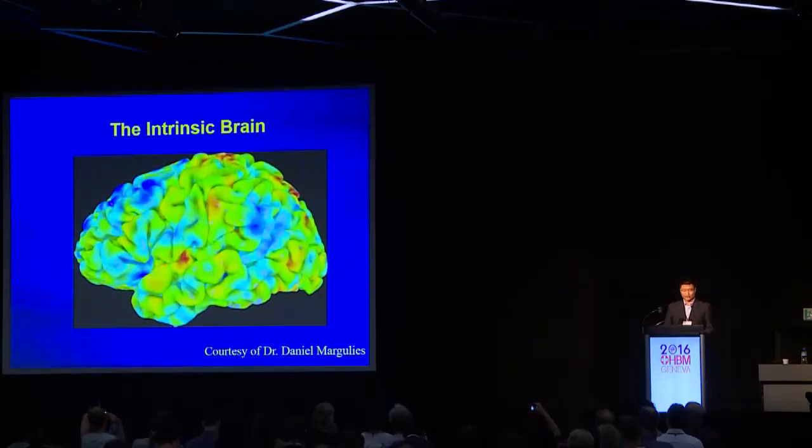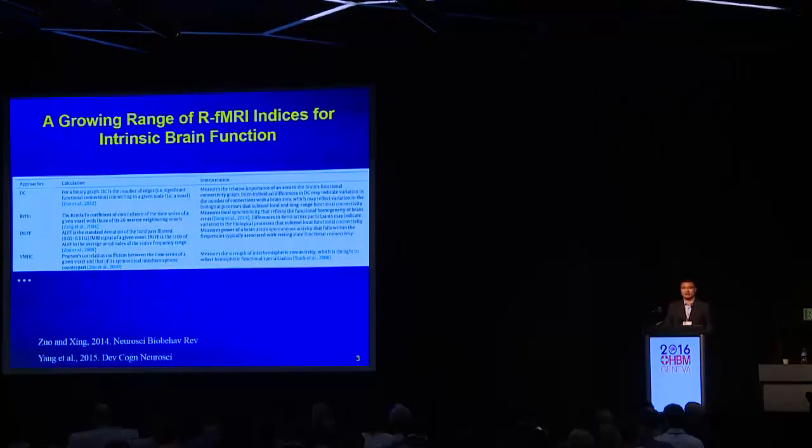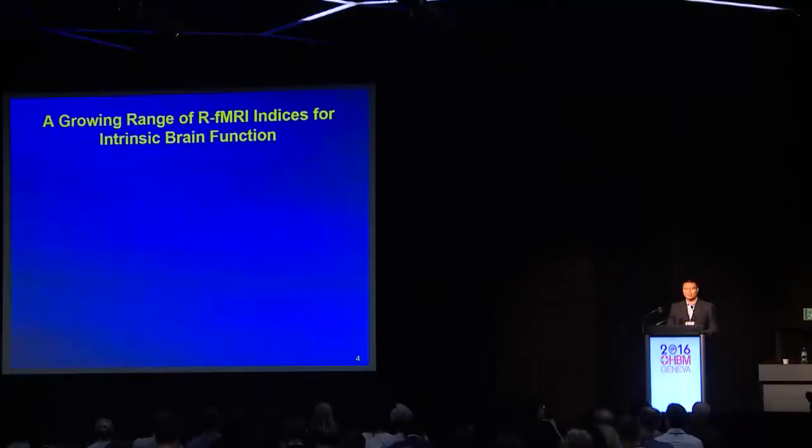They form some networks. Tons of methods have been developed to characterize this intrinsic brain activity, like degree centrality, regional homogeneity, and fractional amplitude of low frequency fluctuations. There's a very long list of these kinds of methods. Given the time limit, I cannot introduce them all, but there are some I would like to introduce.